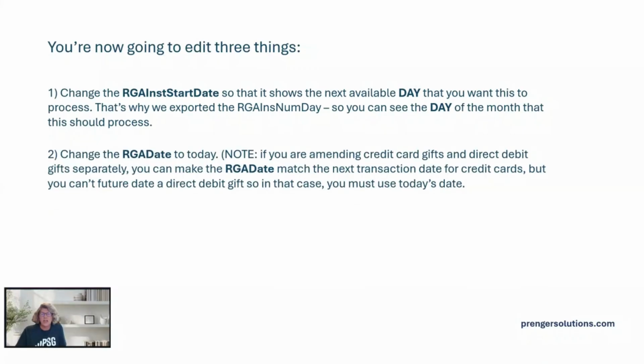Then you're going to change the RGA date to today. And I just want to note, if you're amending credit card gifts and direct debit gifts separately, you can make the RGA date match the next transaction date for credit cards, but you can't future date a direct debit gift. So in that case, you must use today's date.